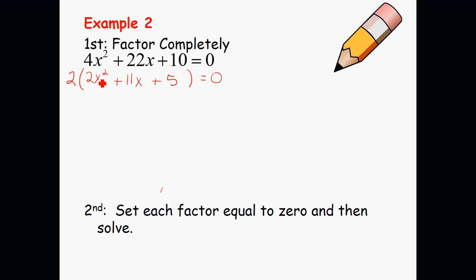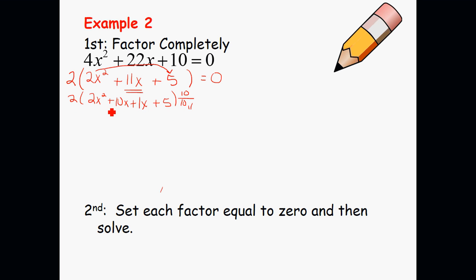Now that I factored out that 2, now I can do the AC method. Now 2 times the 5 becomes 10. What multiplies to make 10, but would add to make 11 in the middle? 10 and 1, right? So I'm just going to rewrite this part of my problem here as 10x plus 1x plus 5. Okay, that 2 is still hanging out in front.